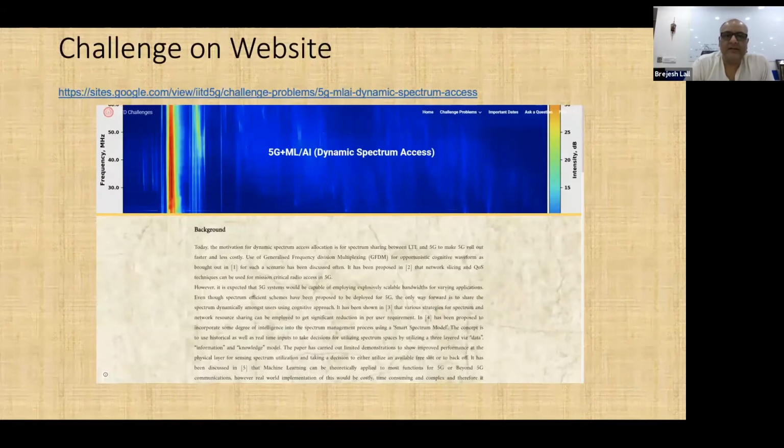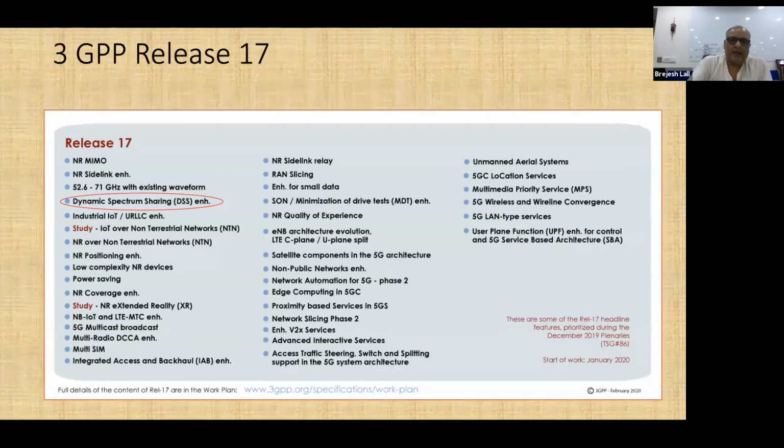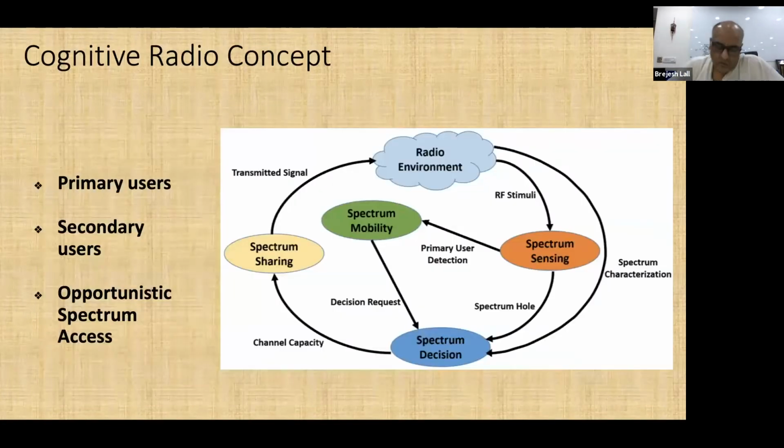So these are the challenge details on the website, just a link to the URL. And this is just to highlight the fact that dynamic spectrum sharing is something that the standardization itself is looking at very, very carefully. So a few more words about the need for sharing the spectrum. Like I said, spectrum is not an infinite resource; it's a limited resource. There are very few usable bands, and those bands also have a finite bandwidth. So when you have a resource which is limited, you want to use it intelligently. You want to use it optimally.